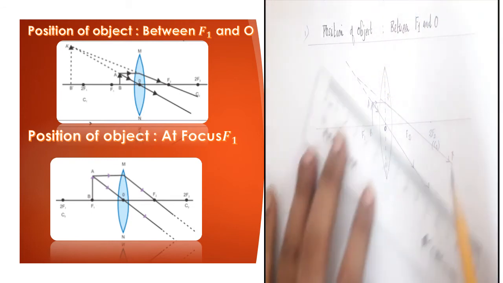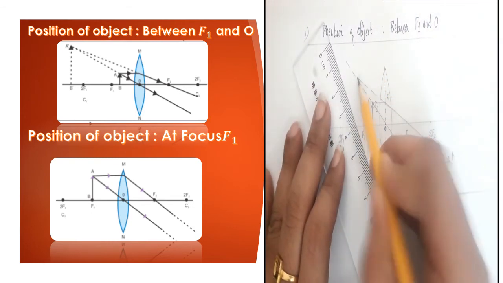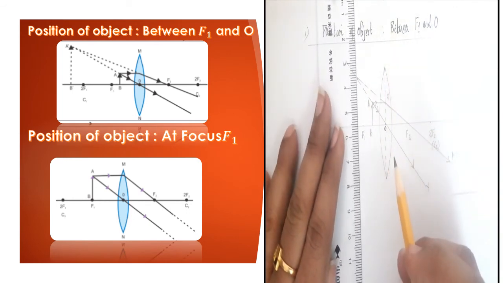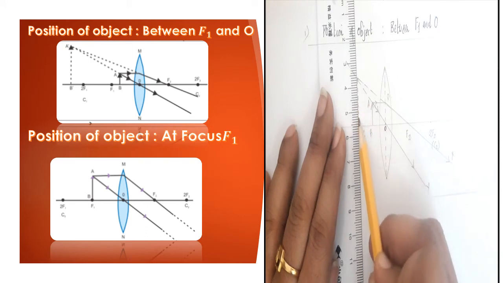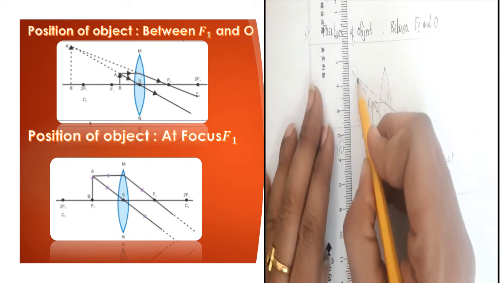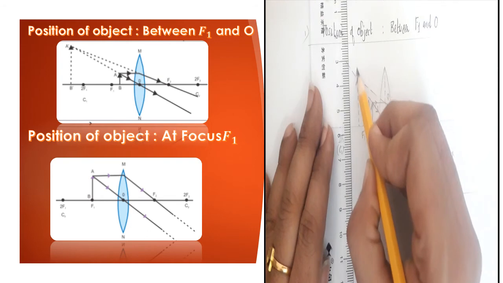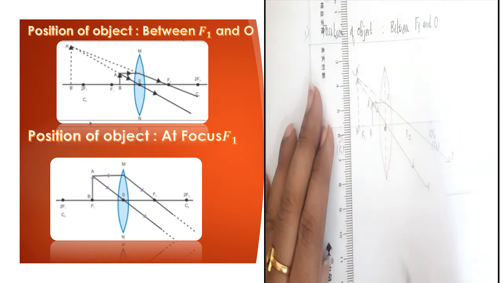So children, when we produce them backwards, we see that they appear to meet at this particular point, and let us form the complete image by making them meet to the principal axis. So this is our image A dash, B dash.